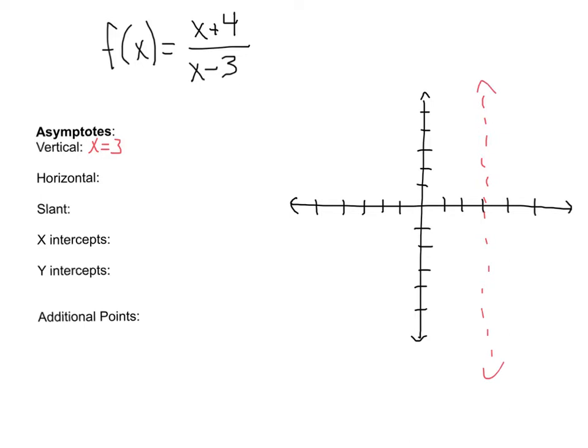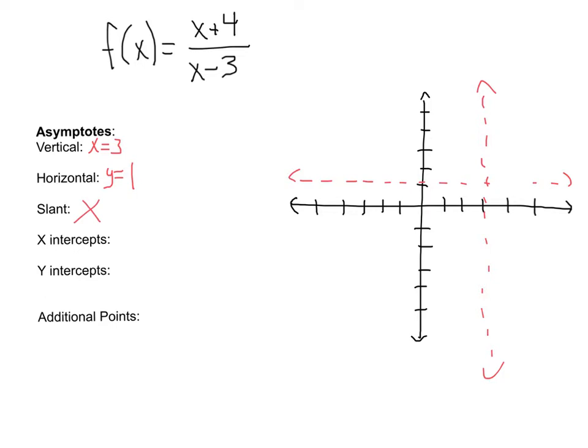X equals 3. Horizontal, we need to look at the degree of the numerator versus the degree of the denominator. These both have a degree of 1, which means they have the same degree, so we'll take the coefficients of those, and that's going to give us y equals 1 over 1, which is 1. Alright, I'll go ahead and put that on our graph as well. We've got an asymptote at y equals 1. Alright, next, slant asymptotes. Since we already have a horizontal asymptote, we know that slant asymptote is not going to be the case.